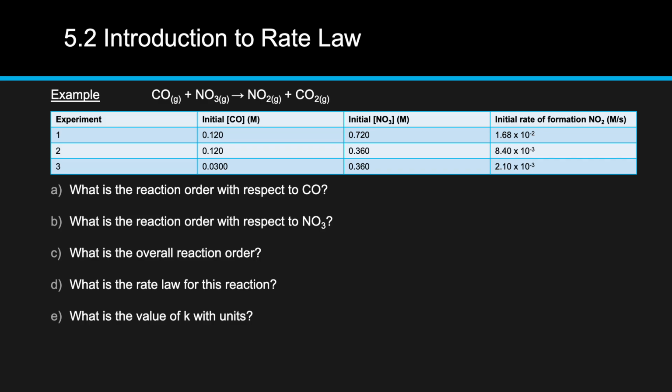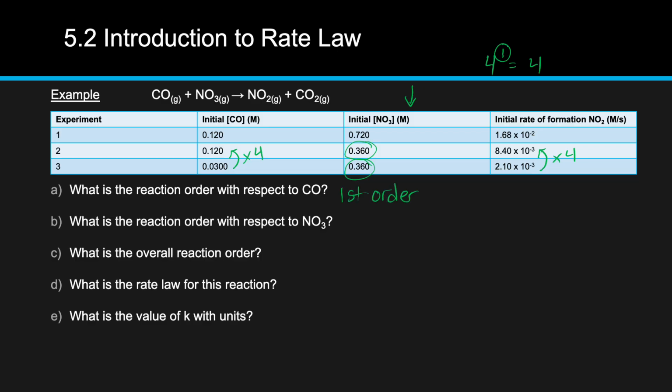All right, so now let's do that with a real chemical reaction. So A says, what is the reaction order with respect to CO, which means I'm looking where NO3 is constant, which is between experiment 2 and experiment 3. Now I can see I am increasing going from experiment 3 to experiment 2, so that's going to be what I'm looking at. And I can see I'm increasing by a factor of 4. Looking at the rate for that same 2 experiments, I'm also increasing by a factor of 4. So if I'm starting by increasing my concentration by a factor of 4 and my rate also increases by a factor of 4, that means I am first order.